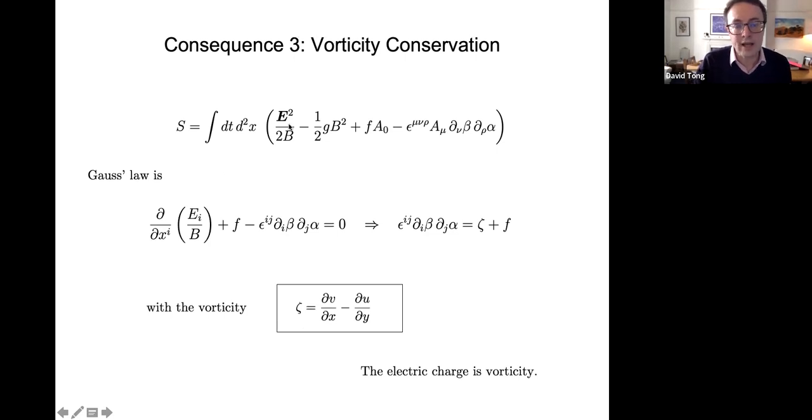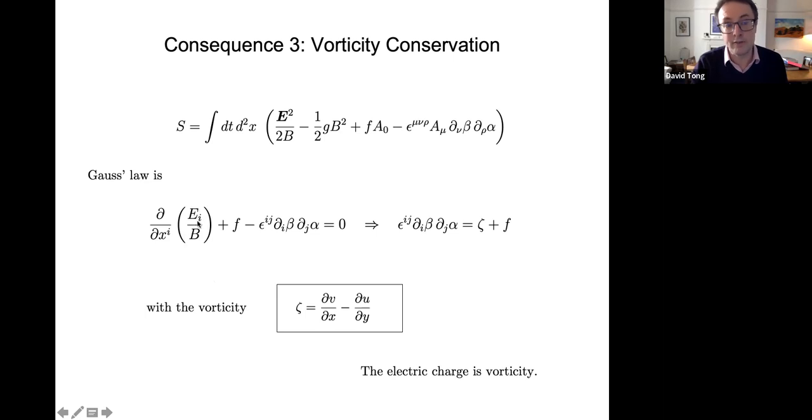The next thing to look at is the electric current, by which I mean the thing that couples to A mu. So usually there's an A mu, J mu term. I want to understand what's happening here. So to look at this, we can look at Gauss's law. Gauss's law is the equation of motion for A0. If you evaluate Gauss's law from this, you get the following. This is the usual grad dot E in Maxwell equations, but there's a 1 over B term because of this.